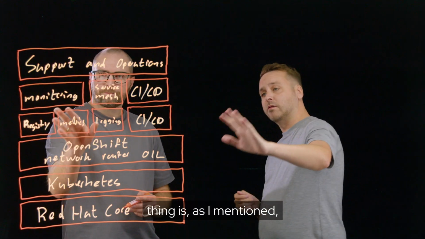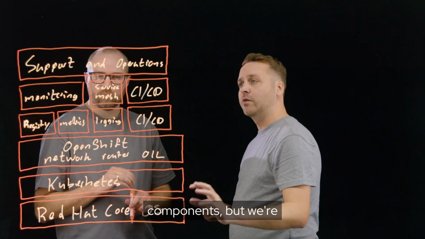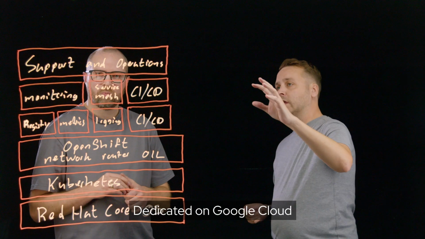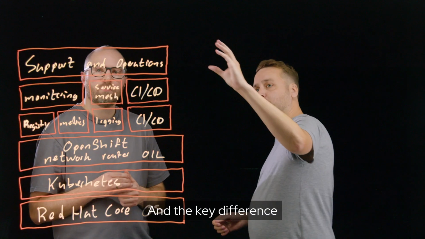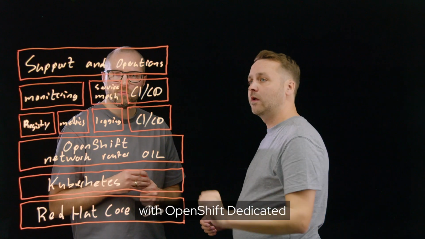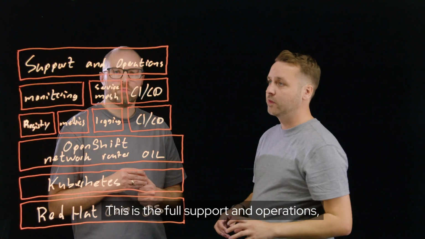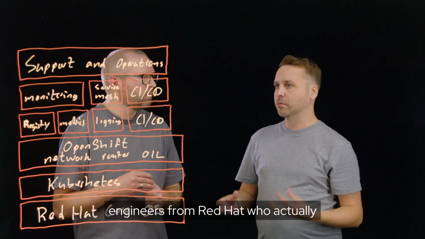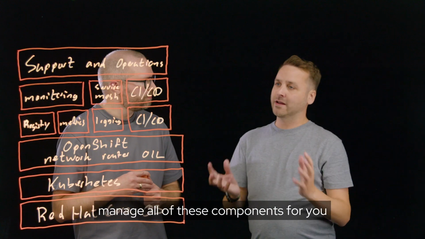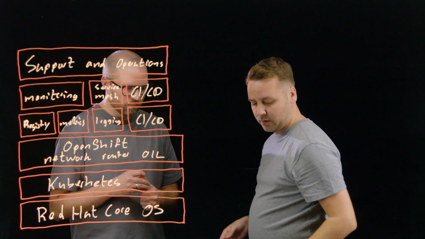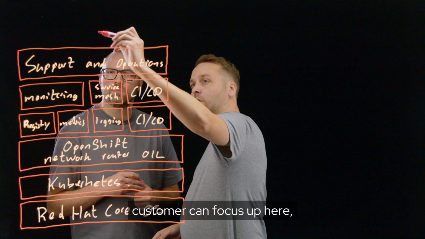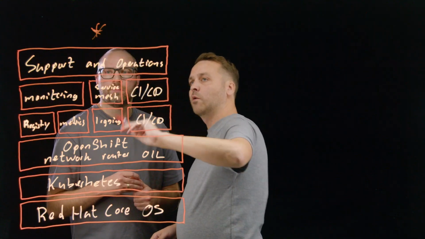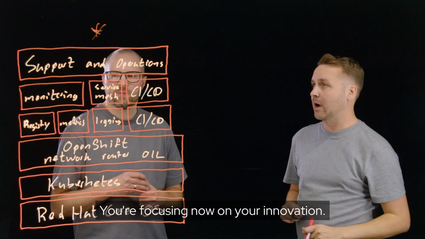Yeah, so the key thing is, as I mentioned, all of these various components, but we're talking about OpenShift Dedicated on Google Cloud today. And the key difference with OpenShift Dedicated is this section at the top. This is the full support and operations, the site reliability engineers from Red Hat who actually manage all of these components for you so that you as a customer can focus up here. Right. Where the magic happens. You're focusing now on your innovation.